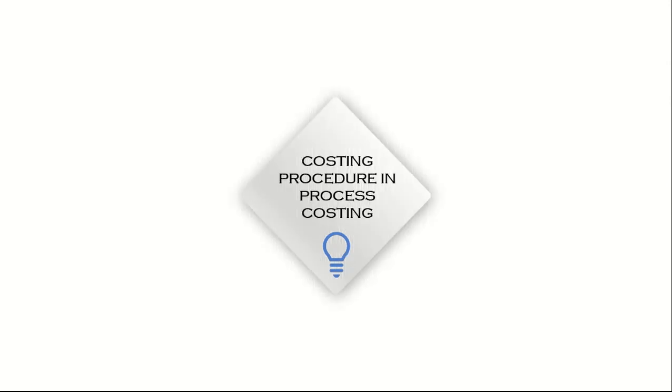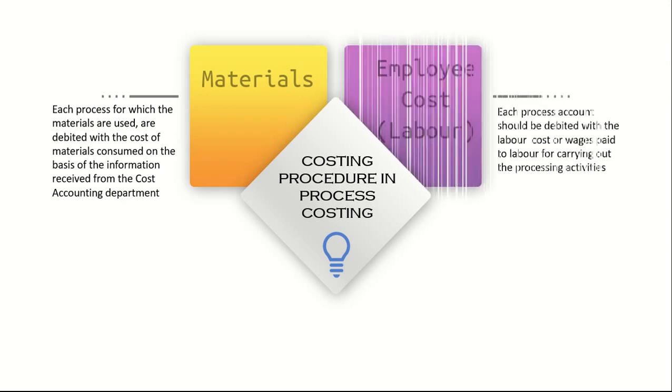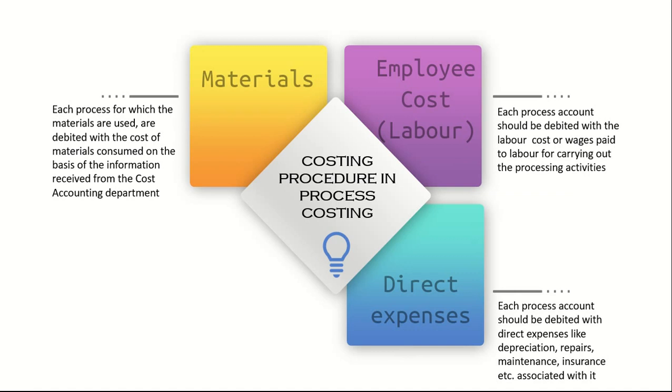Costing procedure in process costing. Materials. Notes from the stores. Each process for which the materials are used is debited with the cost of materials consumed on the basis of the information received from the cost accounting department. Employee cost, labor. Each process account should be debited with the labor cost or wages paid to labor for carrying out the processing activities. Direct expenses.